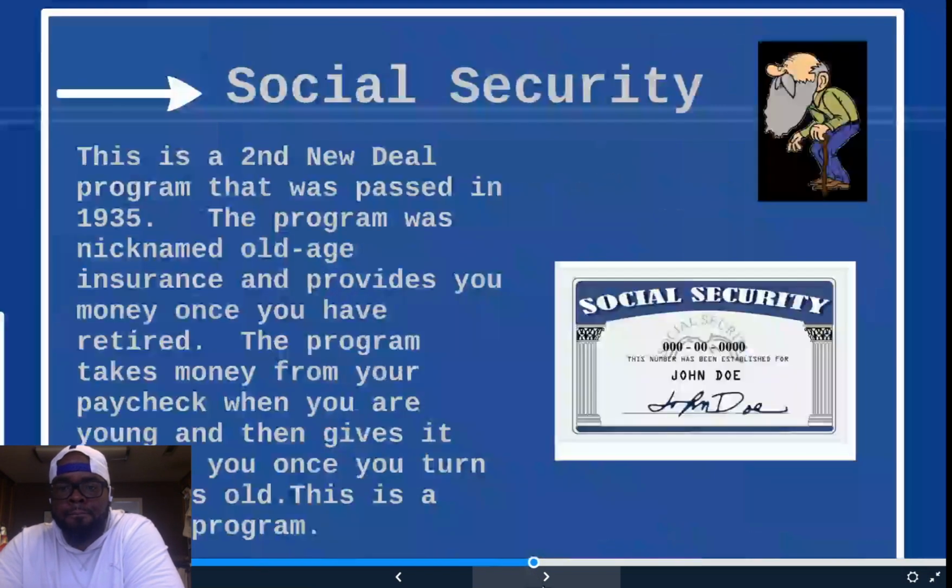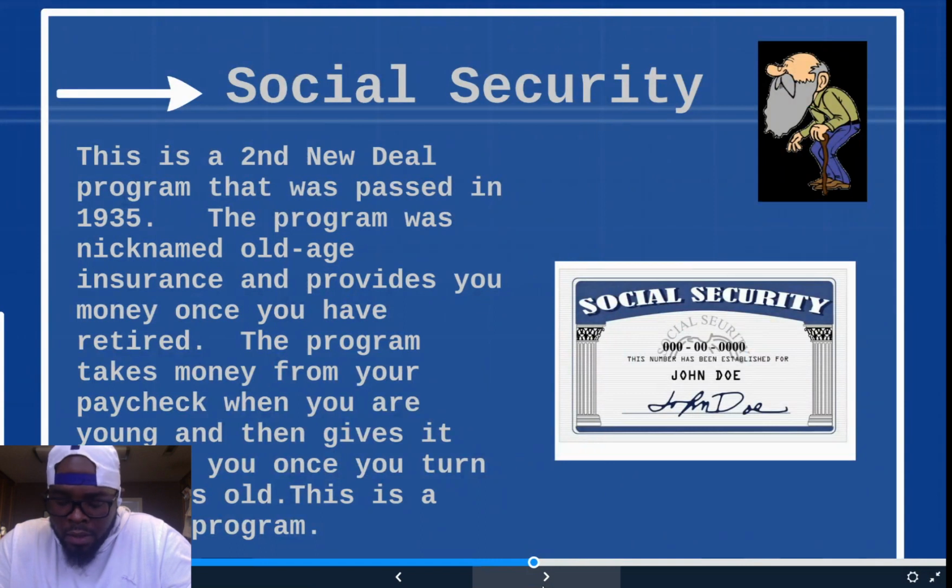All right, the next one, guys, Social Security. Social Security we still have to this day. This was a relief program as well. It's part of the second New Deal, passed in 1935. And the goal here was to take money from your paycheck when you are young, and it gives it back to you once you turn 65 years old.